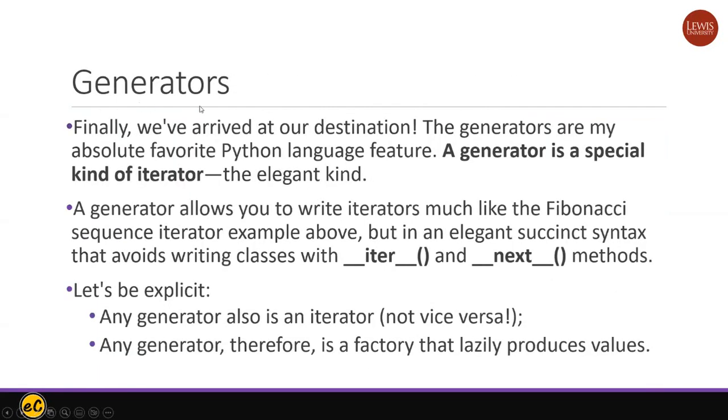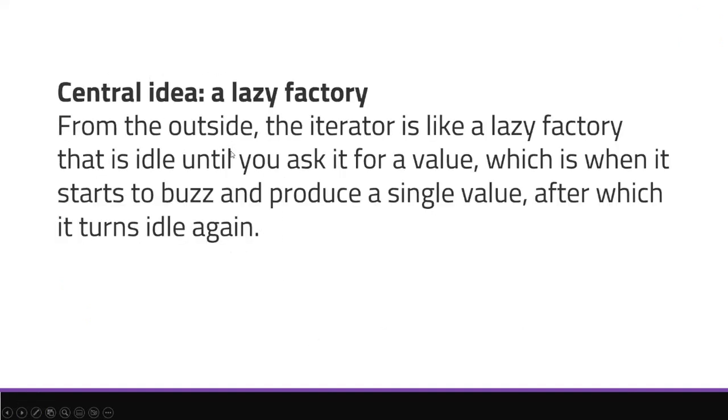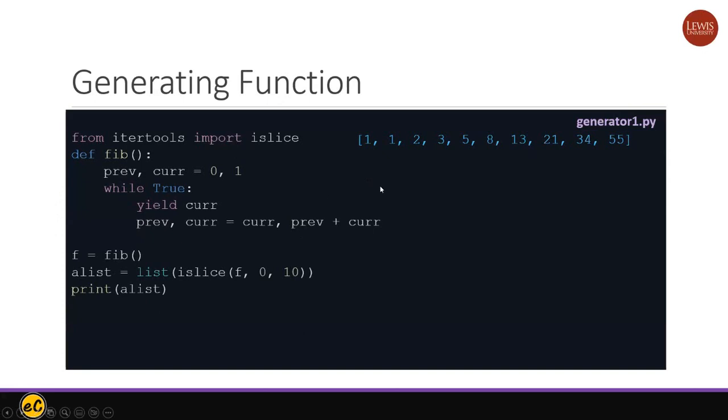The next one is the generator. A generator is actually a special kind of iterator. It's an iterator, but a special kind. A generator allows you to write an iterator like a Fibonacci sequence using these functions. Basically it's a lazy factory that creates values as needed.